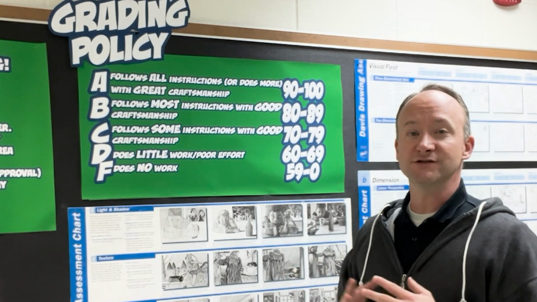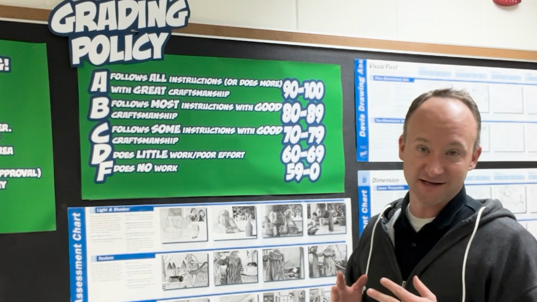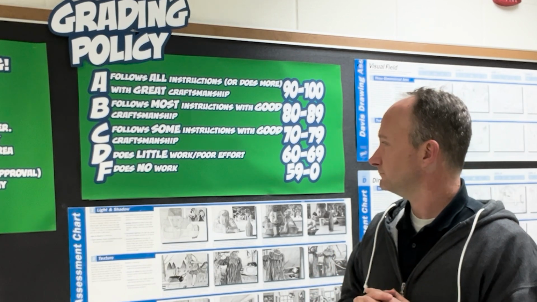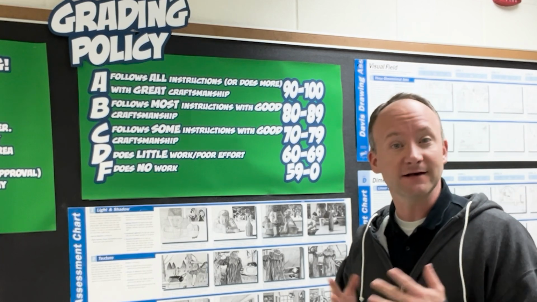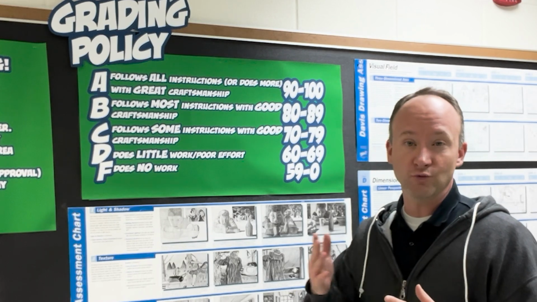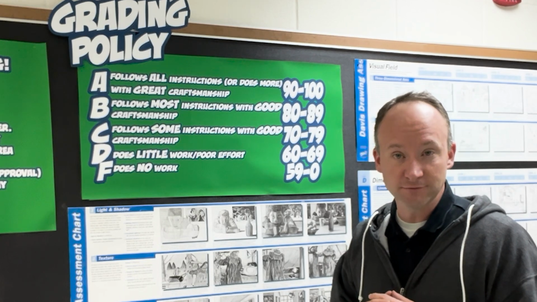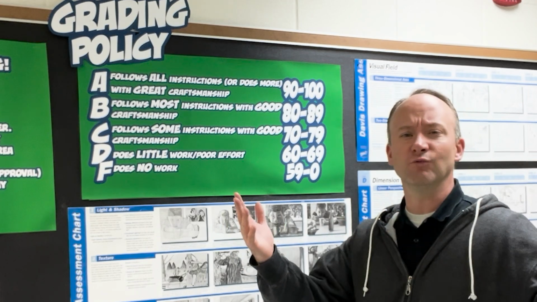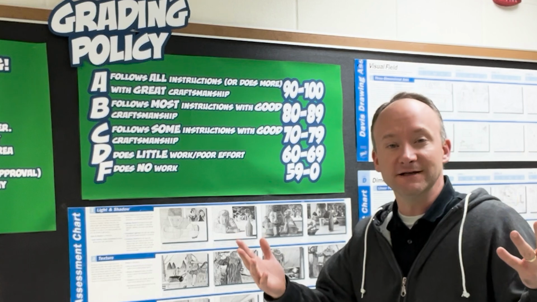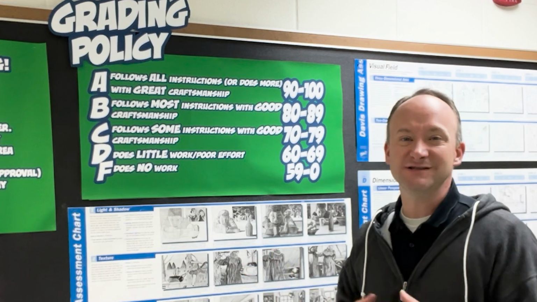A C is for the student that follows some instructions with good craftsmanship. Good also means it's not sloppy. It's not bad craftsmanship. Why do kids only follow some? Well, they're talking to their friends a lot instead of doing their assignment. They are wasting time going to the clinic. They are wasting time going to the restroom. They are wasting time at the pencil sharpener, sharpening a whole bunch of one color, yellow, when all they need is one. Some means at the end of the week, you didn't get all of the assignment done, but at least you started it. And the part you did start looks good.